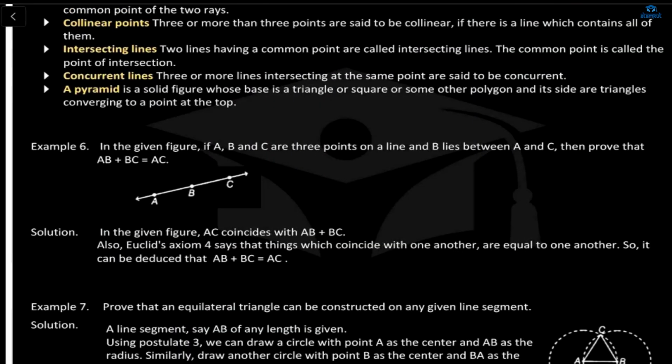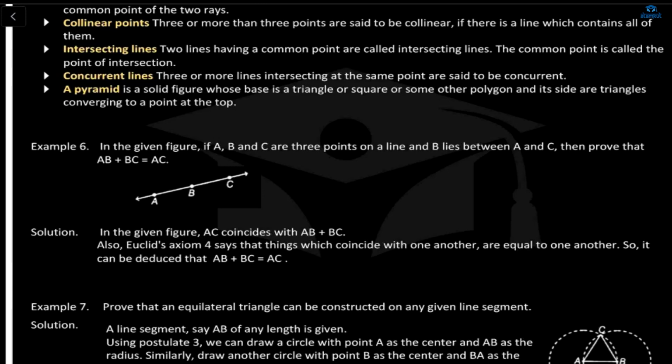Now, some of the questions. In the given figure, if A, B, and C are three points on a line and B lies between A and C, then prove that AB plus BC is equal to AC. Now, you have to prove that. How can you prove that AB plus BC is equal to AC? See, it is given that A, B, and C are three points on a line, so all the three points are lying on a line, and B lies between A and C. So B is in between A and C.